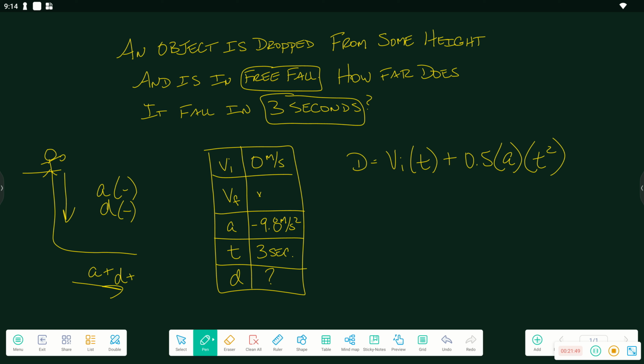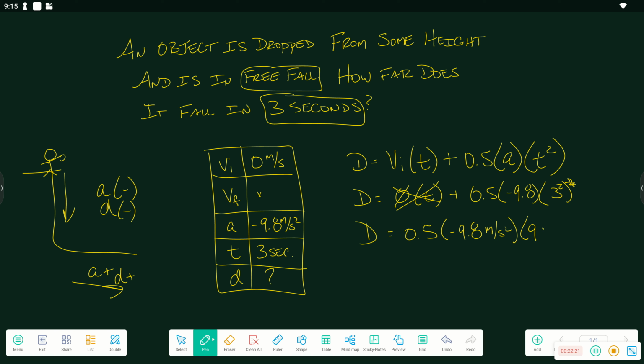Okay. Now you just substitute in. You don't have the final velocity, so this is the equation you're going to use. You're solving for D. D equals VI, which is 0, times T plus 0.5 times negative 9.8 times 3 squared. Okay. Actually, the square should be inside. All right. So D equals, this cancels. 0.5 times a negative 9.8 meters per second squared times 9 seconds squared.